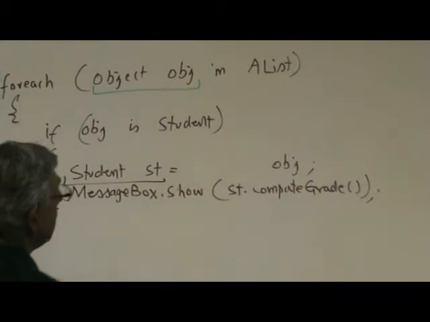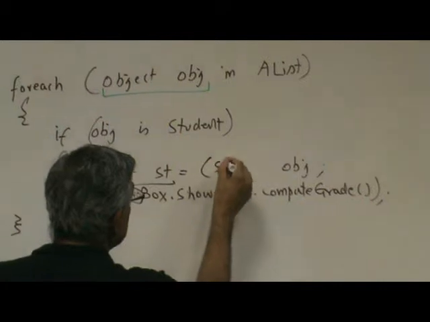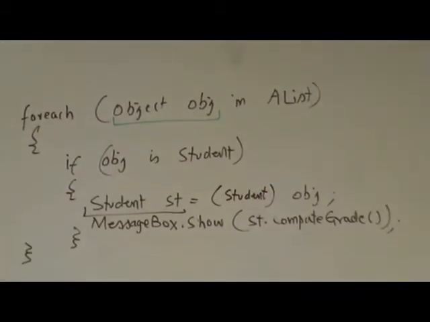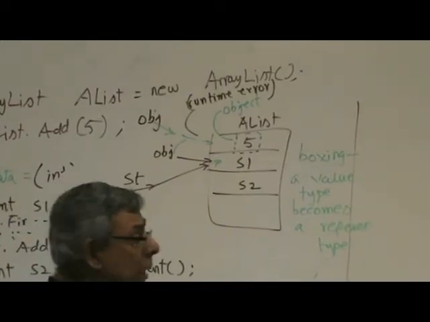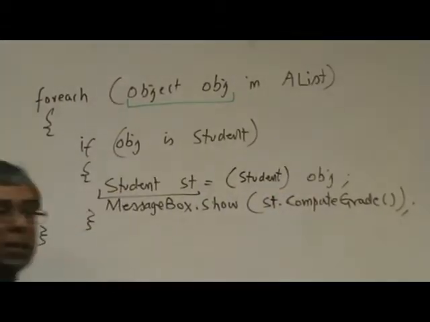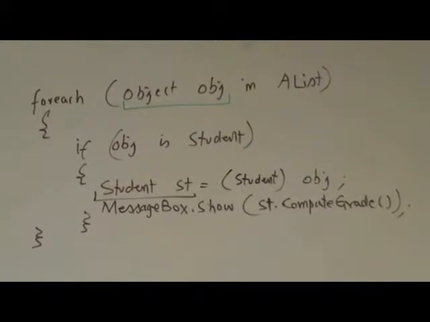Otherwise, we will not be coming to this part. So we've already verified that. So to satisfy the compiler, we'll say go ahead, typecast it to a student. Now ST will point to the same place OBJ is pointing to. And now if we do st.computeGrade, we'll be able to accomplish our goal, right?